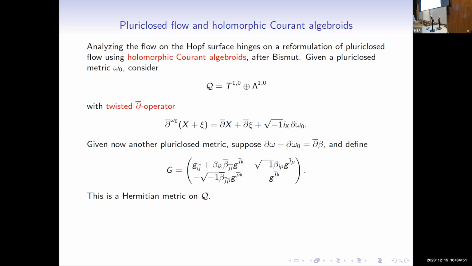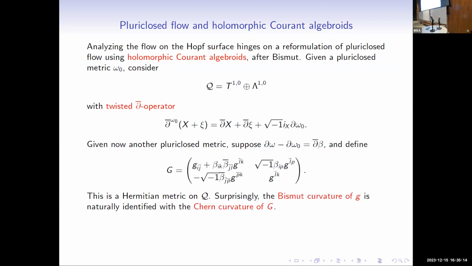Now, for those of us steeped in generalized geometry, this formula doesn't look so surprising. It is just the standard metric that you would put on the tangent and cotangent bundle, but conjugated by a B-field transformation using this beta, i times this beta. So you get a Hermitian metric on this holomorphic vector bundle.